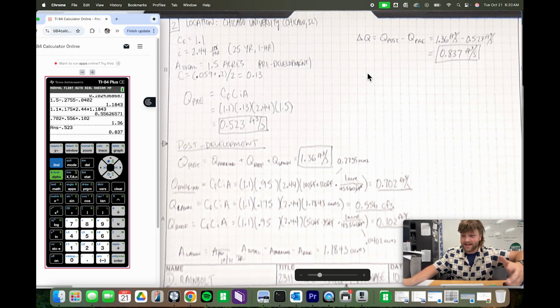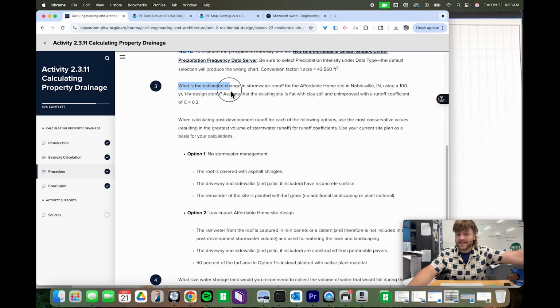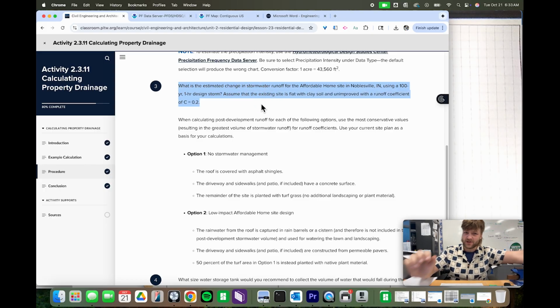Alrighty, let's go ahead and move on to question number 3. So they have, what is the estimated change in stormwater runoff for our affordable home site in Noblesville, Indiana? They want us to use a 100-year, 1-hour design storm. They want us to assume that the existing site is flat with clay soil and unimproved with a runoff coefficient of C equal to 0.2.